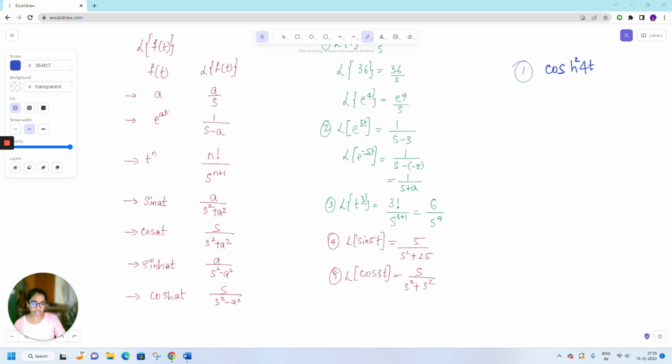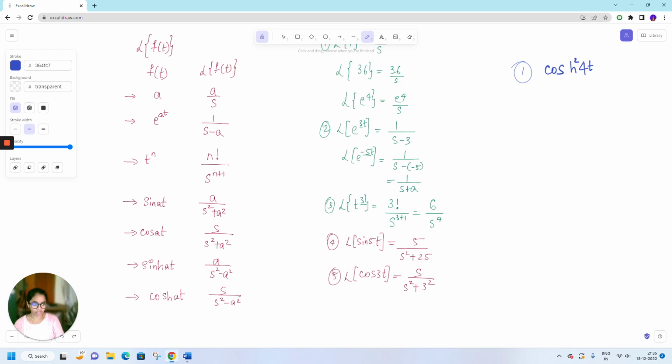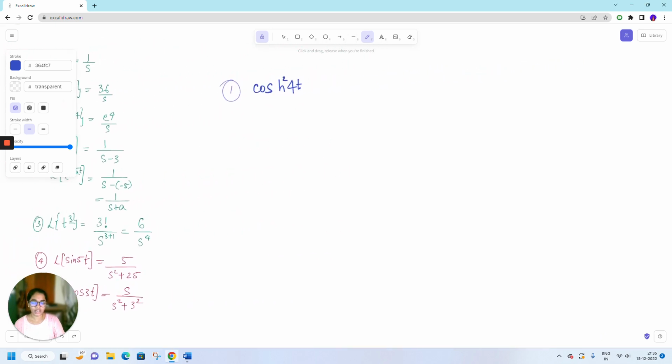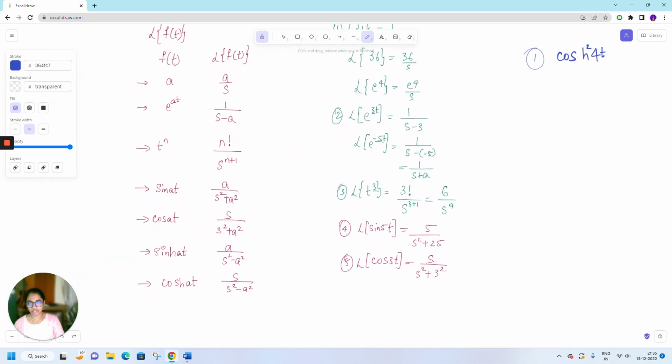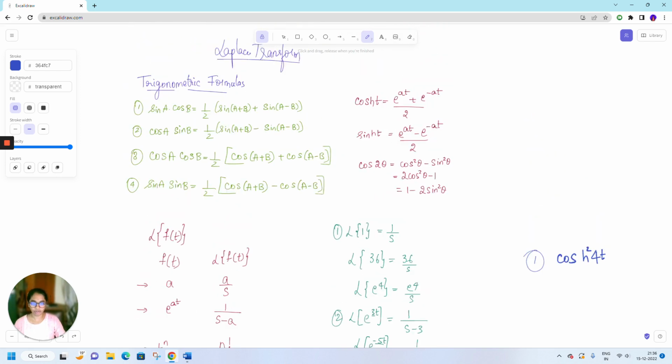Now in this lecture, let us try solving a question that is cos hyperbolic square 4t. If they had asked me to find Laplace of cos hyperbolic 4t, I would have directly used this formula. Agree? Cos hyperbolic at, in place of a, I have 4. But they've asked me cos hyperbolic square. So let me check if I have any formula in the list of trigonometric formulas.